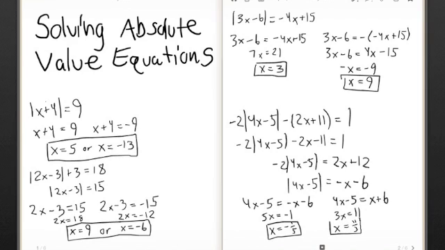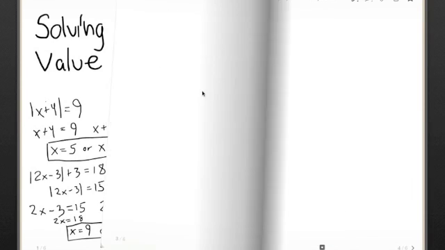Either negative 1/5 or 11 over 3. Okay, that was a fairly complicated one. So let's do another one like that, where we have a number in front of the absolute value sign, so being multiplied by the whole thing.